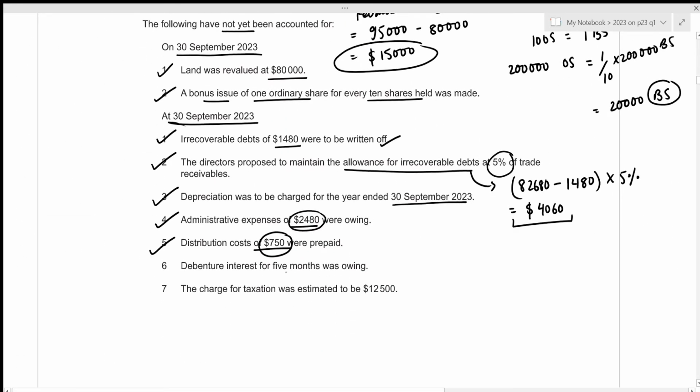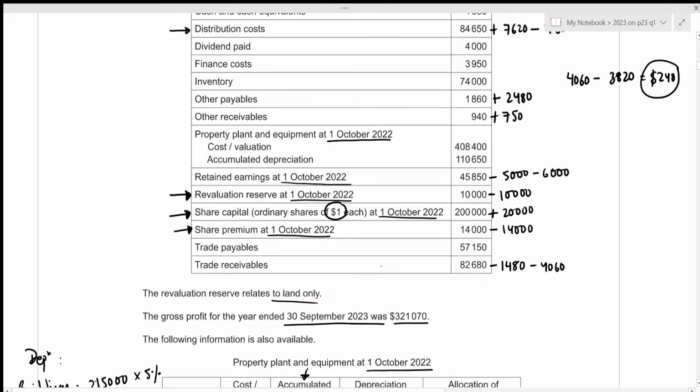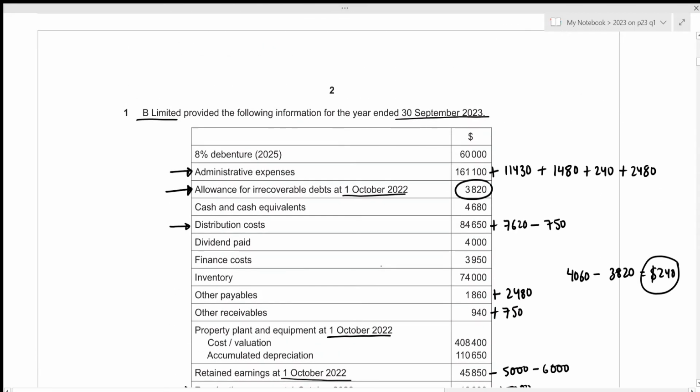That's all. Then the debenture interest for 5 months was owing. So this should be adjusted within our finance cost, and debenture interest relates to our debenture. We only need to calculate the debenture interest for 5 months. So we start with the amount of debenture, that's 60,000. We multiply it by the rate of debenture, that's 8%. But this will give the debenture interest for the entire year. We only require the debenture interest for 5 months.